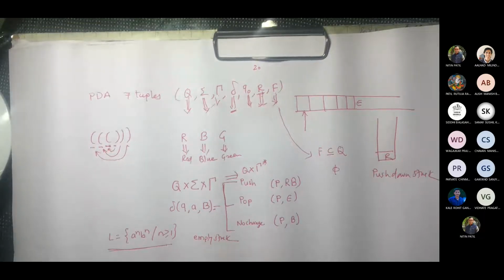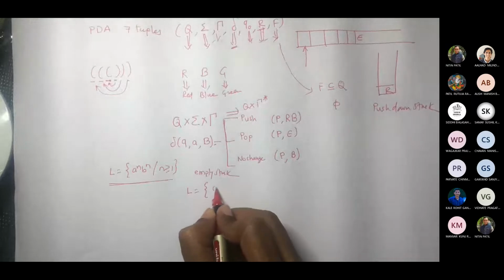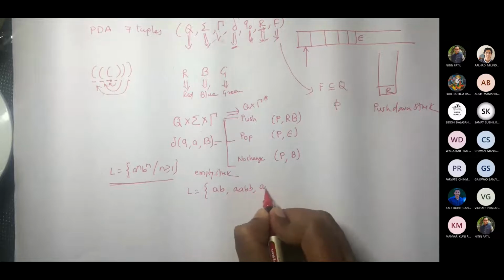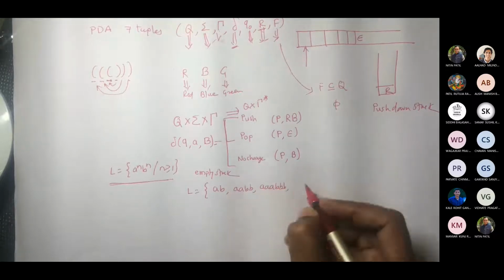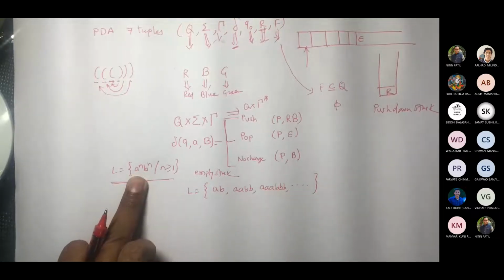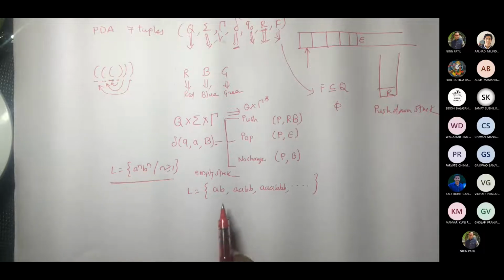When I say empty stack, how do I define this? Let me try to talk about this. What would be L in this case? AB, AABB, AAABBB, and so on. So we are saying that all A's should occur, followed by all B's. But we have to make sure that the number of A's and B's is the same. Now I'm defining an operation myself.